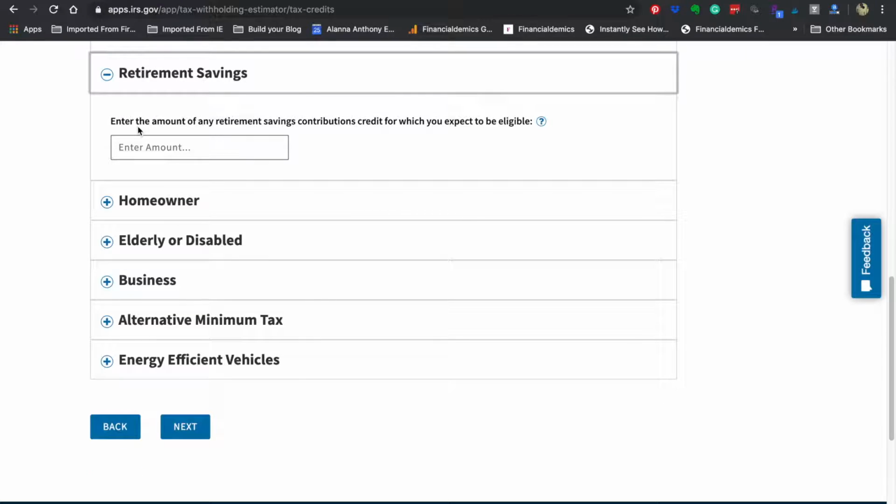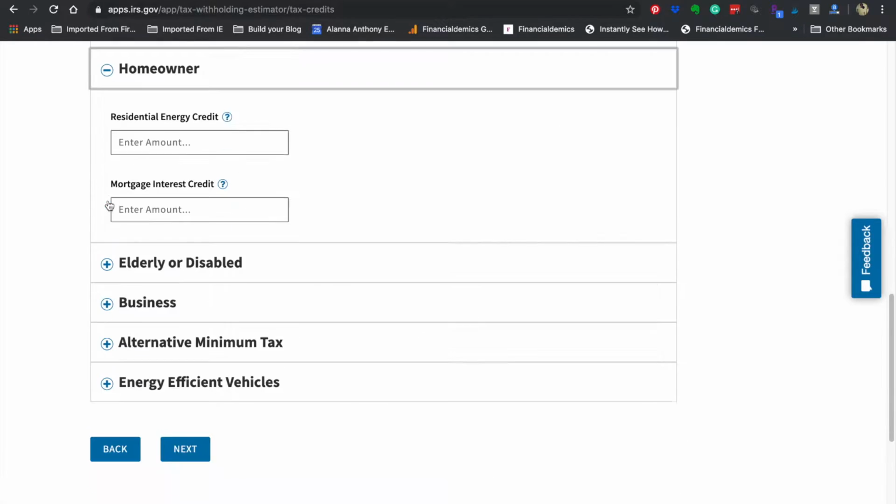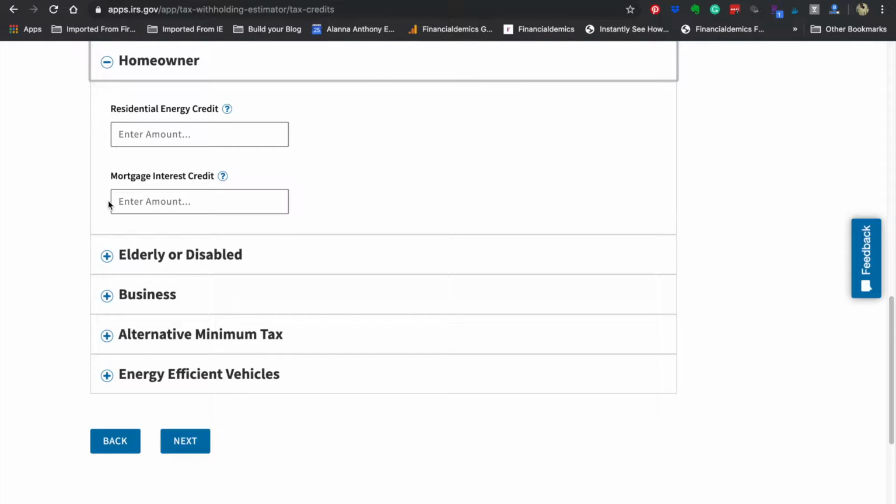Any retirement savings credit that you expect to receive for contributing to your retirement. Any homeowners credits. So if you have the residential energy credit where you are making your home energy efficient, or the mortgage interest credit, if you have a mortgage, then you're typically able to write off the interest that you pay towards that mortgage. But if you have questions, you should definitely see a tax advisor.